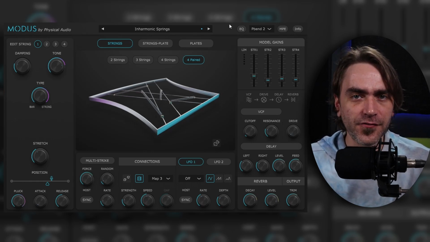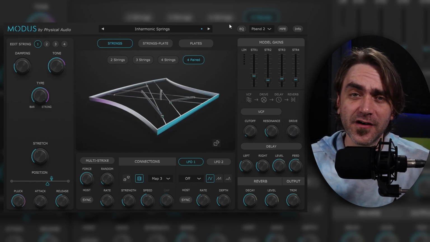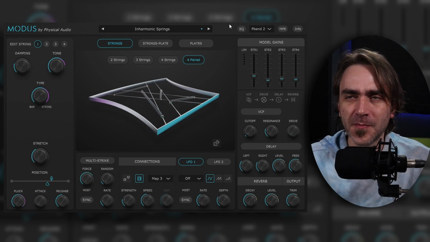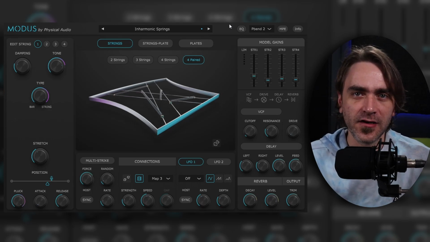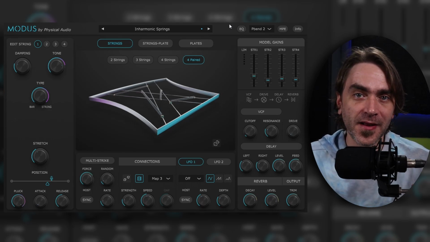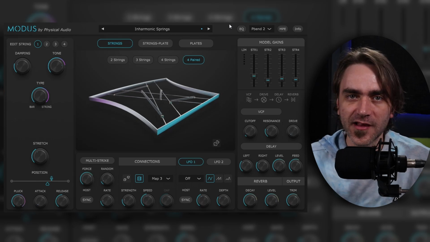It might be a little bit confusing at first, however, it is still very intuitive and easy to use, especially for those who might not know about physical modeling synthesis. It makes it a lot easier. So I'm going to run through a bunch of the features and parameters and then some sound examples.